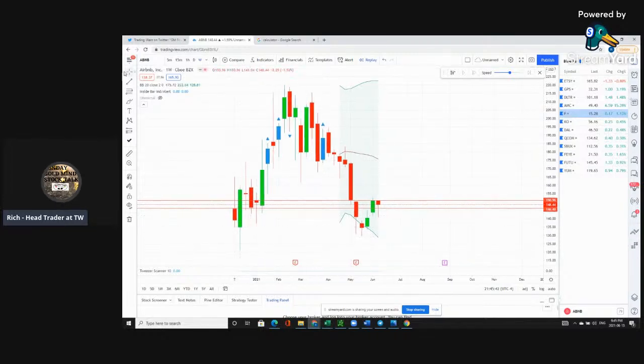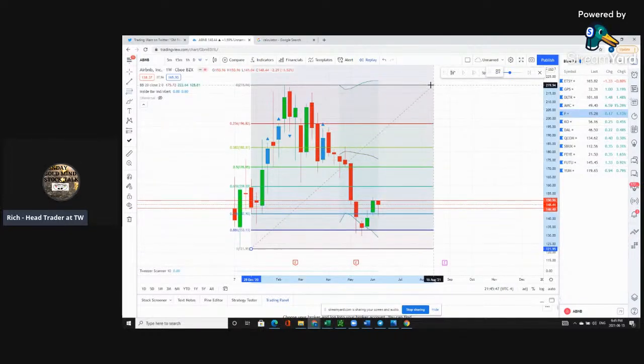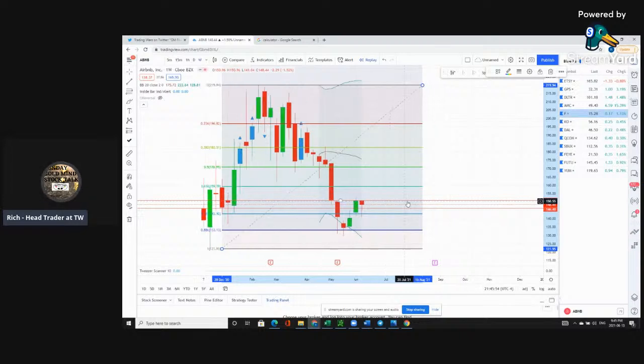Airbnb. So we were talking about Airbnb with this Fibonacci setup that we had. We go low to high right there. You see that? So we were talking about the 886. Guys, the 886 is something that people don't talk about. It's something that I know works because I've traded it many, many times. So the 886 is right here.